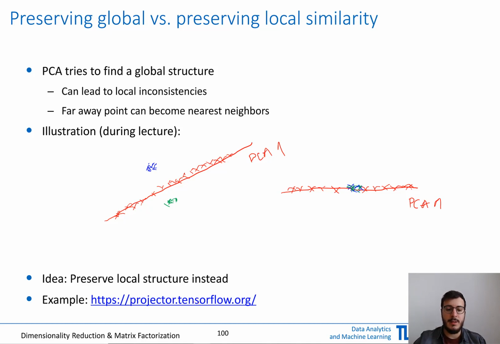And this is not ideal because these data points are far apart from each other in the original space, in the 2D space, but they've been projected close to each other in the low dimensional space, in this case the 1D space. Which means that now points which were far apart before, such as these ones from these ones, now become nearest neighbors. And this is not ideal because often when we're doing dimensionality reduction, we would like to preserve the clustering structure within the data.